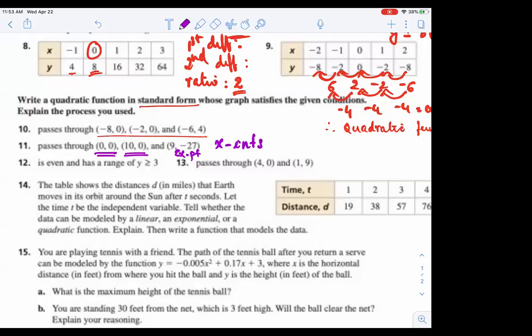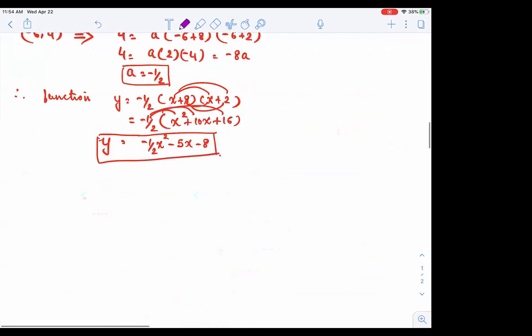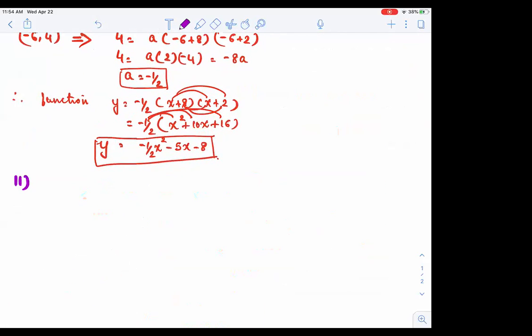When the x-intercepts are given to you, the best way to start the problem is starting off with the intercept form. We did this yesterday, so can someone tell me what is the x-intercept form of a function? Y is equal to a times (x minus p) times (x minus q). Correct. Very good. And what is p in this problem? 0. Correct. And q is? 10. And we are going to substitute those into the equation.